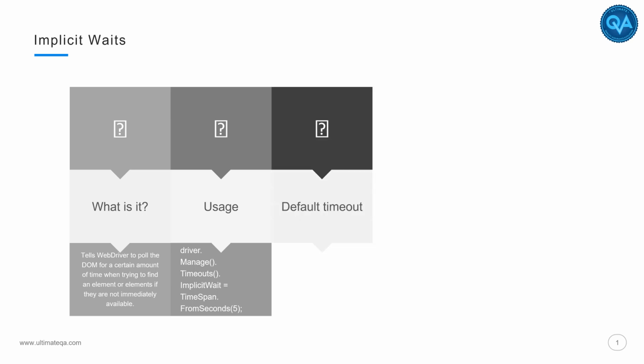What is the default timeout? So if you do not set your implicit wait, as you can see in the usage, I've set it, but if you don't set it, the default timeout is actually 0 seconds. So what that tells WebDriver is if you're looking for an element using driver.findElement and it doesn't find that element, it's going to fail immediately, which is exactly what you saw in our initial test, where it was looking for that final element to check, and that element wasn't present in the DOM, and so the test failed.